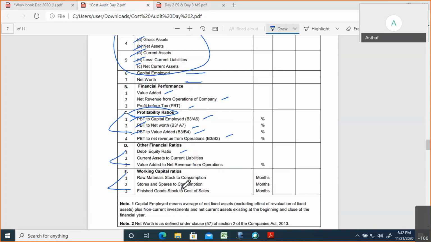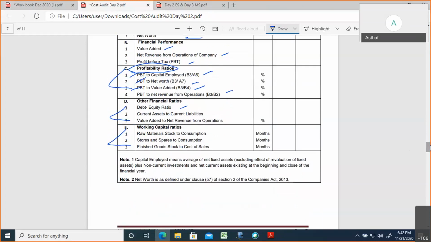The capital employed is very clearly mentioned. See how wonderful the definition is. The definition of capital employed is given in the rule. In your business valuation paper and others, you might find capital employed differently, but here in the rule the definition is clearly mentioned, so I will discuss it for your benefit. Capital employed means the average of net fixed assets, excluding the effect of revaluation of fixed assets. That means revaluation reserve will not come. Then plus non-current investment, then net current assets, both at beginning and end. Beginning and end means average.